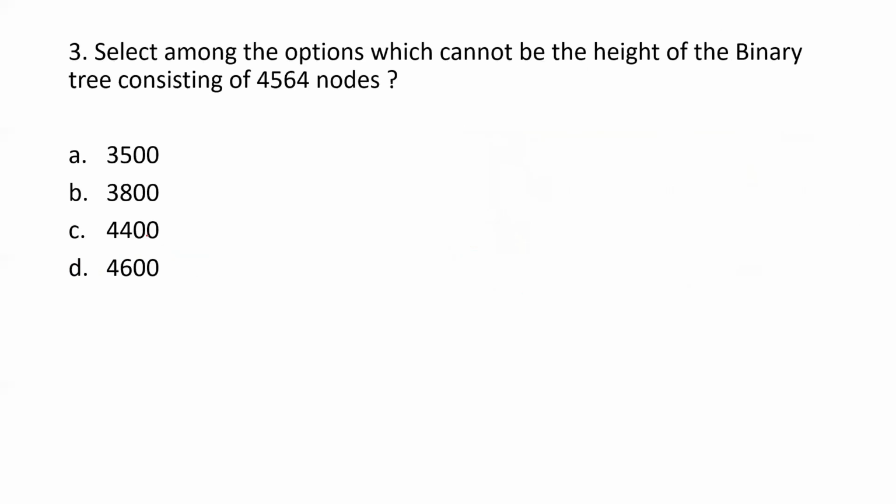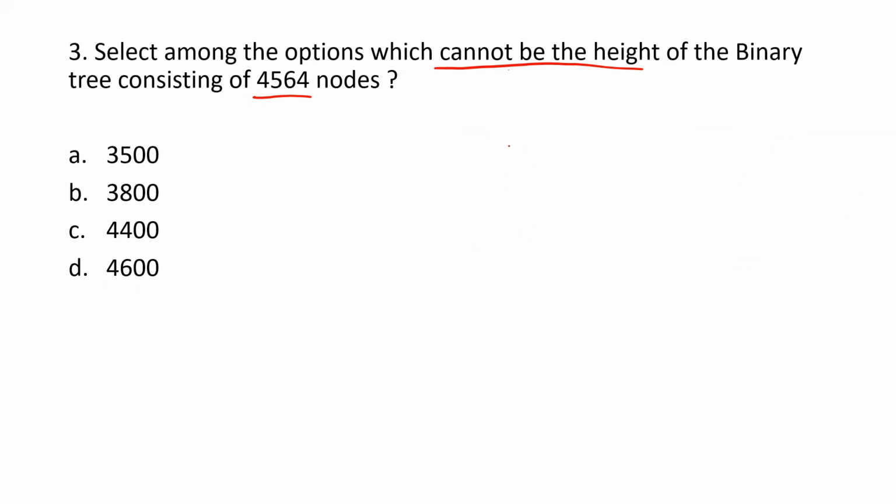So we'll move on to the next question. The question here says, select among the options which cannot be the height of the binary tree consisting of 4,564 nodes. So they are asking which cannot be the height, right? They are not asking which can be the height of the binary tree, but they are asking which cannot, right? So you have to keep this word in mind.